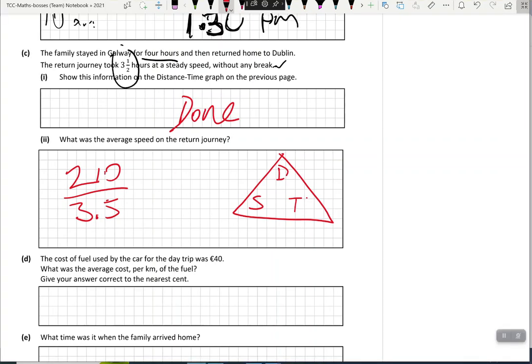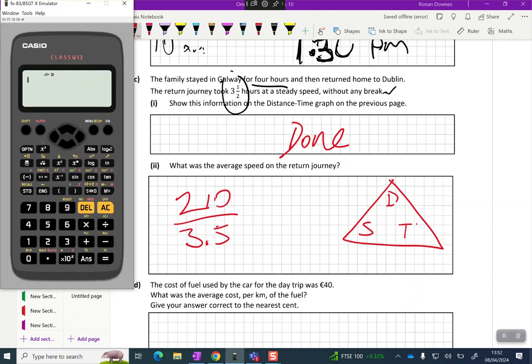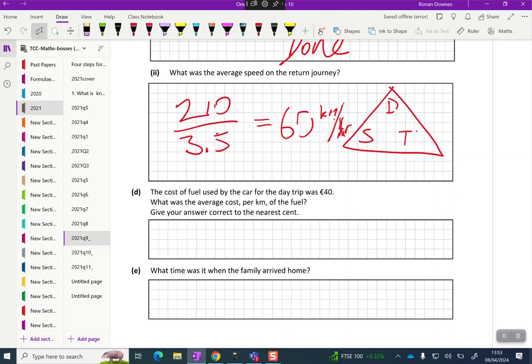So we just open up your calculator and go 210 divided by 3.5. 60, is it? I think it's 60. Well, let's see what the calculator tells us. 210 divided by 3.5 equals 60. So 60 kilometers per hour on average. Their average speed sounds pretty good. Doesn't sound like they're speeding or anything, and the answer makes sense.